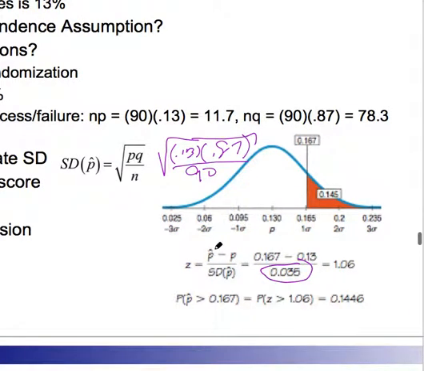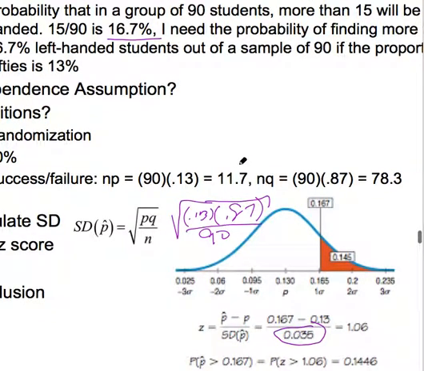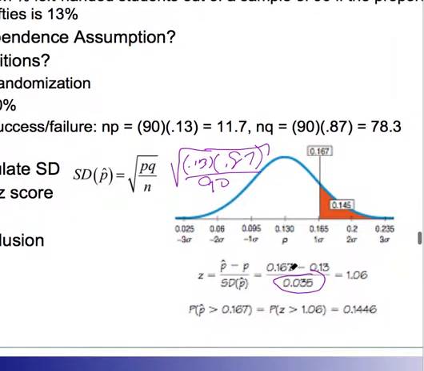I have p hat, and I'm subtracting the mean from that. So 0.167 is what that approximated mean is. That's the percent up here, the 15 out of 90 people. So 0.167 is my smaller population. And then 0.13 is the mean of all of the people because 13% of all people are left-handed. Then I divide it by the standard deviation to get a z-score of 1.06.